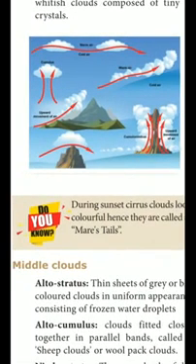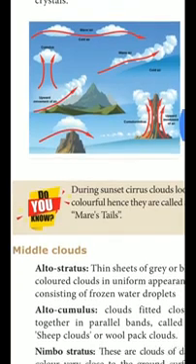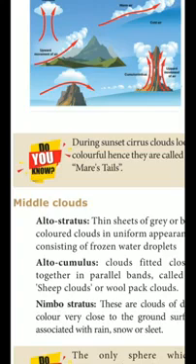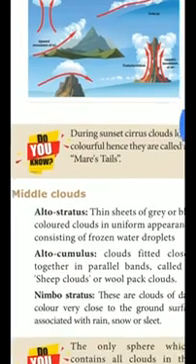Next one is the middle clouds. What do you know about this middle cloud? Under middle cloud also 3 important headings. This is also one of the detailed questions. Altostratus, altocumulus and nimbostratus. What are the 3 different types of middle clouds? Altostratus, altocumulus and nimbostratus. Now what do you know about this altostratus?